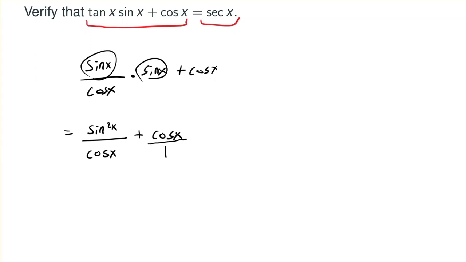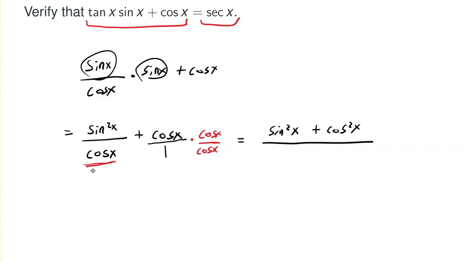And when we add two fractions, we need a common denominator. So since the denominator is cosine x here, I can multiply cosine x over cosine x here so that we have a common denominator. So we have sine square x. This right here gives us cosine square x. And we have a common denominator of cosine. This one has sine square x over cosine. This has cosine times cosine over cosine x. So both have a denominator of cosine, like this.